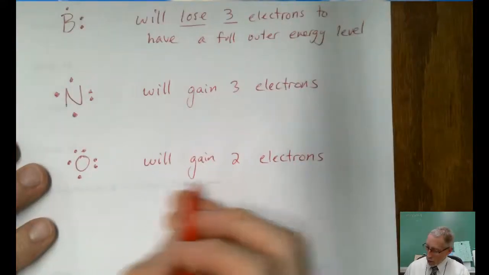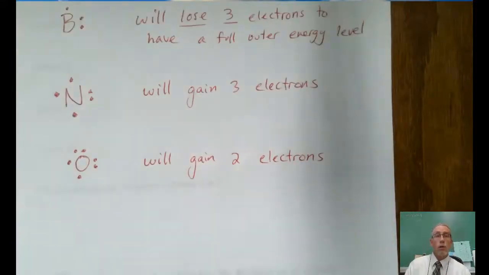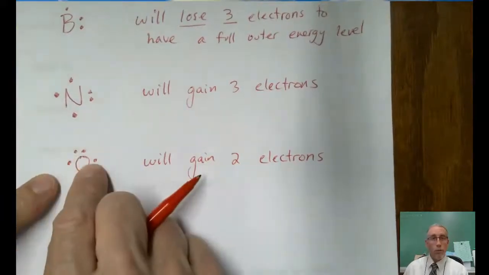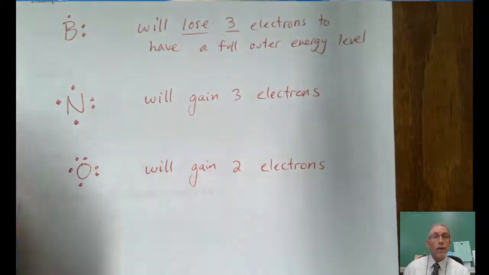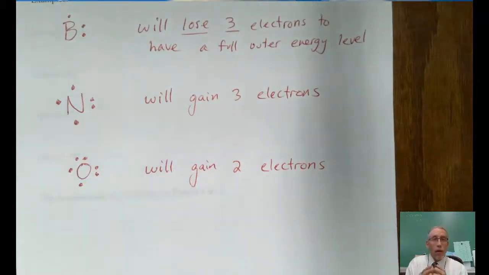Now it turns out because oxygen is closer to having a full outer energy level, it's only 2 away, whereas nitrogen is 3 away, oxygen is more reactive. It's going to be out looking for other atoms that will give it 2 electrons. And that's what this is all about. Chemistry is all about the gaining and sharing and losing of electrons just to make every atom happy.